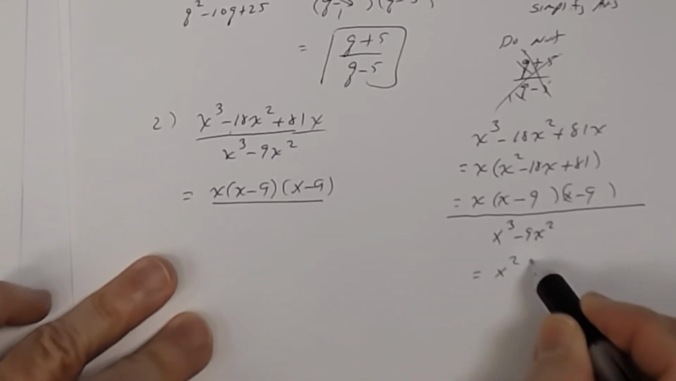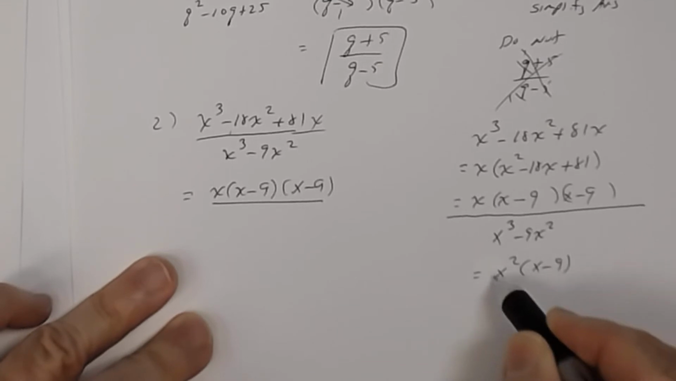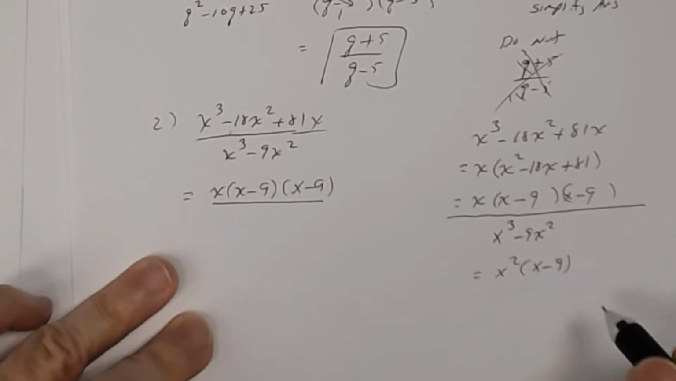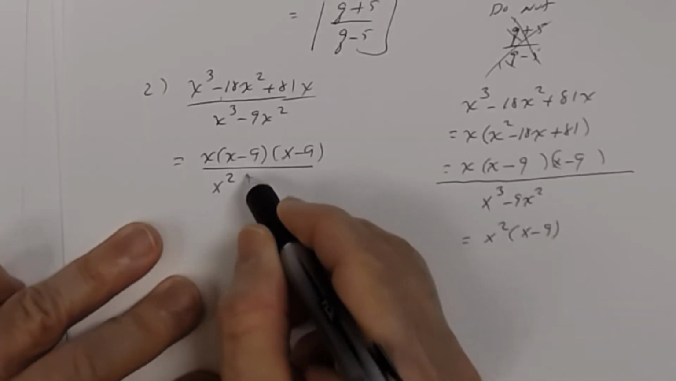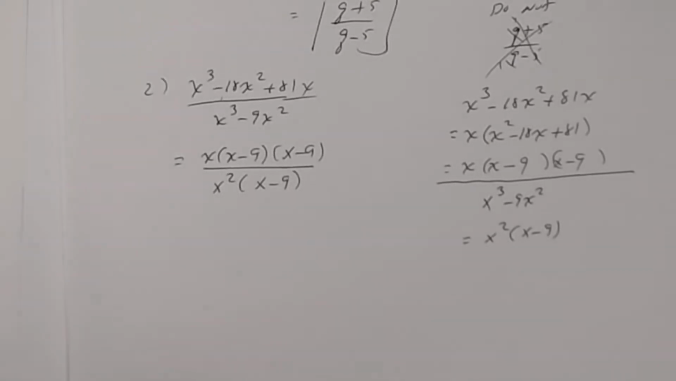So I get x squared times x minus 9, right? Because x squared times x is x cubed. X squared times a negative 9 is a negative 9x squared. And so that's going to go here. X squared times x minus 9. Okay, now let's talk about what we have here.